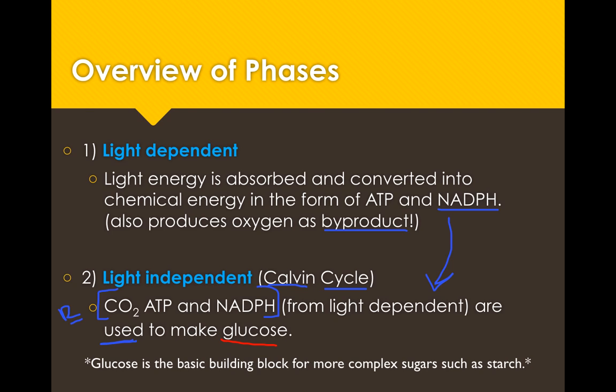Now, a couple things to note. The ATP and the NADPH are the products in the first reaction, and they become the reactants in the second, with the ultimate product of the whole thing being glucose and, of course, our oxygen. Glucose is the basic building block for more complex sugars such as starches, also known as polysaccharides, so it becomes really important in our body.